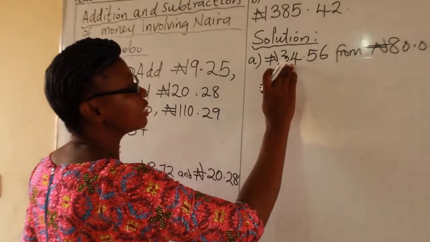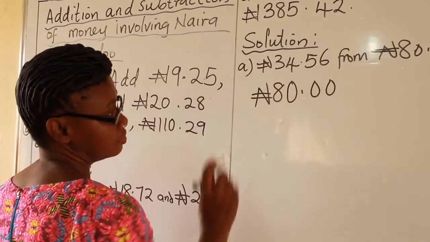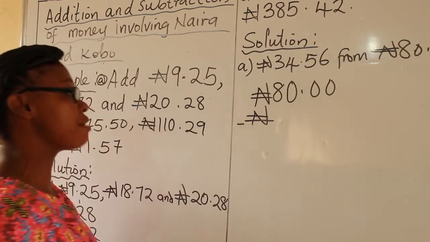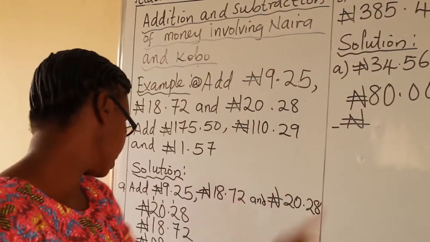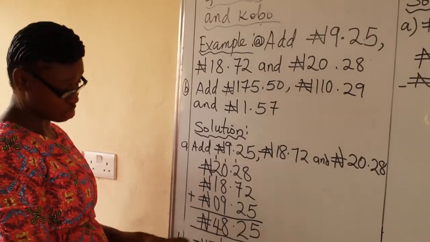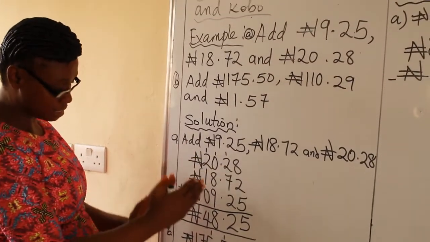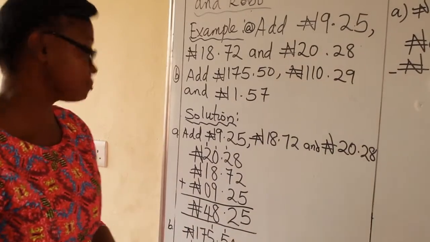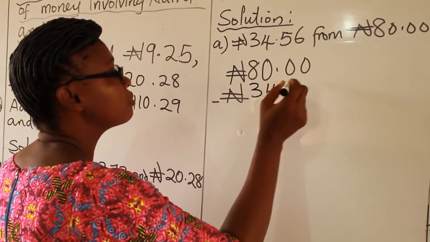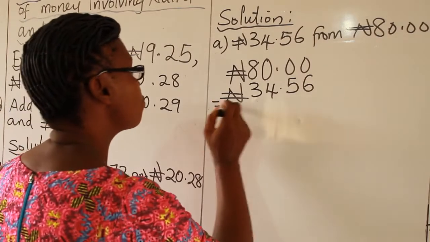You are 80 naira because you are taking out this from this. Your 80 naira 00 kobo minus. Don't forget that your naira sign must always be on the same line, on the same level, just like what you are seeing here. You arrange them so that your work will look neat and beautiful. So we have 34 naira to be taken out from 80 naira. 34 naira 56 kobo.